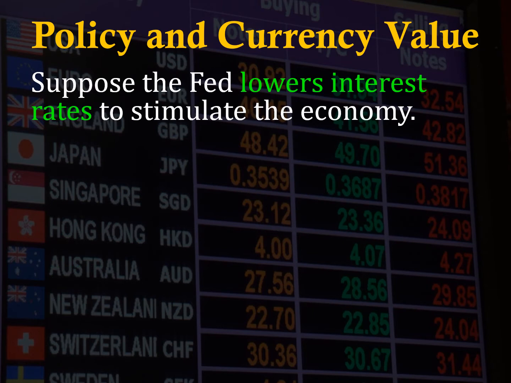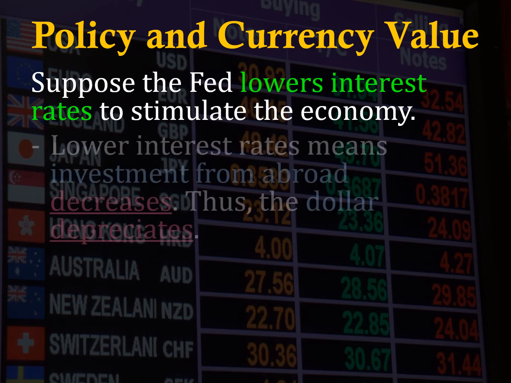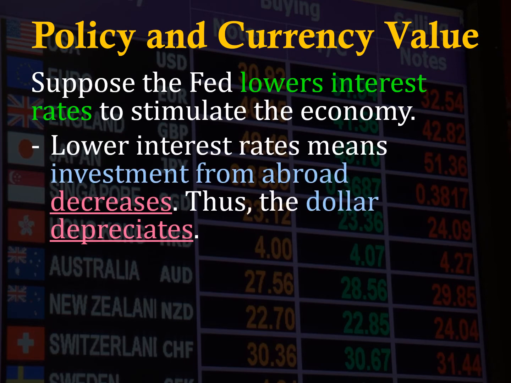Now let's look at monetary policy. Suppose the Fed decides to lower interest rates to stimulate the economy by buying bonds, or by cutting the reserve ratio, which is what they just did actually. Lower interest rates mean investment from abroad is going to decrease. Remember, foreigners are going to invest where the higher interest rate is. So that's going to decrease capital inflow to America.